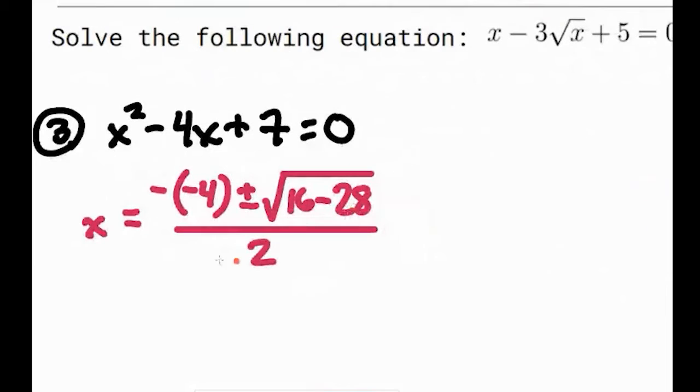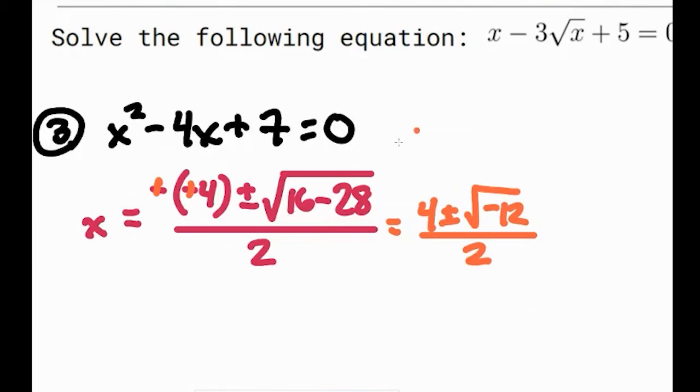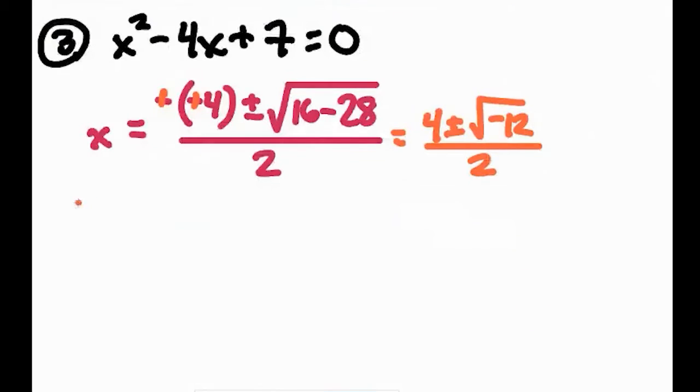Okay, from here, I'm going to simplify everything. So it's going to be 4 plus or minus the square root of negative 12, all over 2. Okay, we do need to break down that negative 12. So what I'm going to do is, I'm going to do that over here. So the square root of negative 12 is going to be i times the square root of 12.